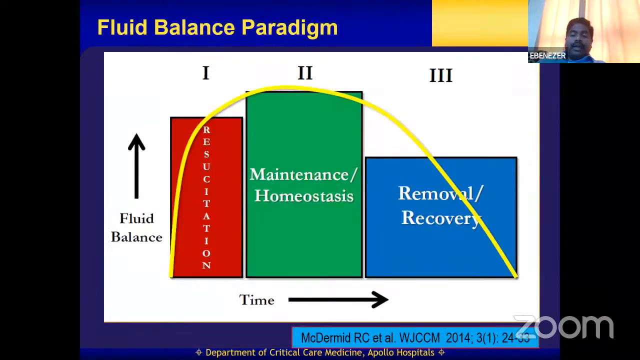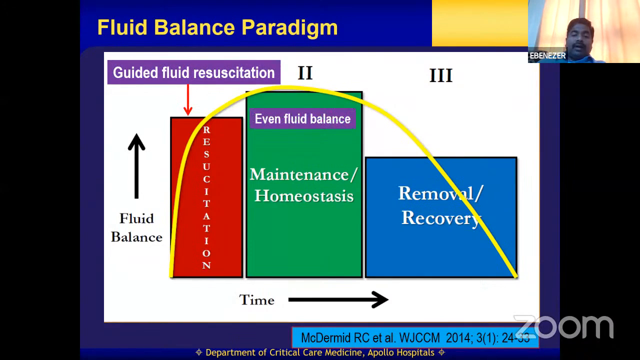This is a beautiful slide of the fluid balance paradigm, how it happens. So as I told you, the initial phase will be a resuscitative phase. And then once it comes to the maintenance phase, look at the urine output. If the urine output is adequate, just slightly above that, you try to keep giving your fluid. So try to maintain an even fluid balance.